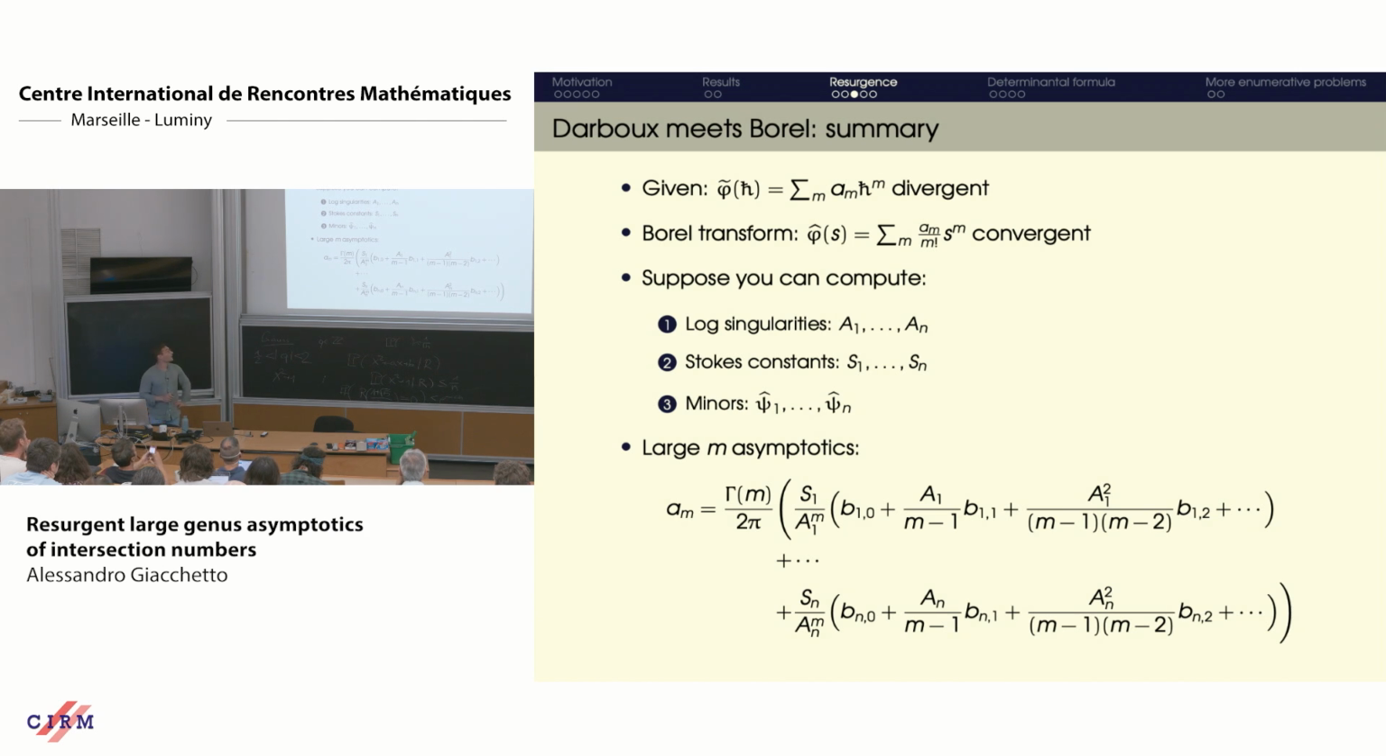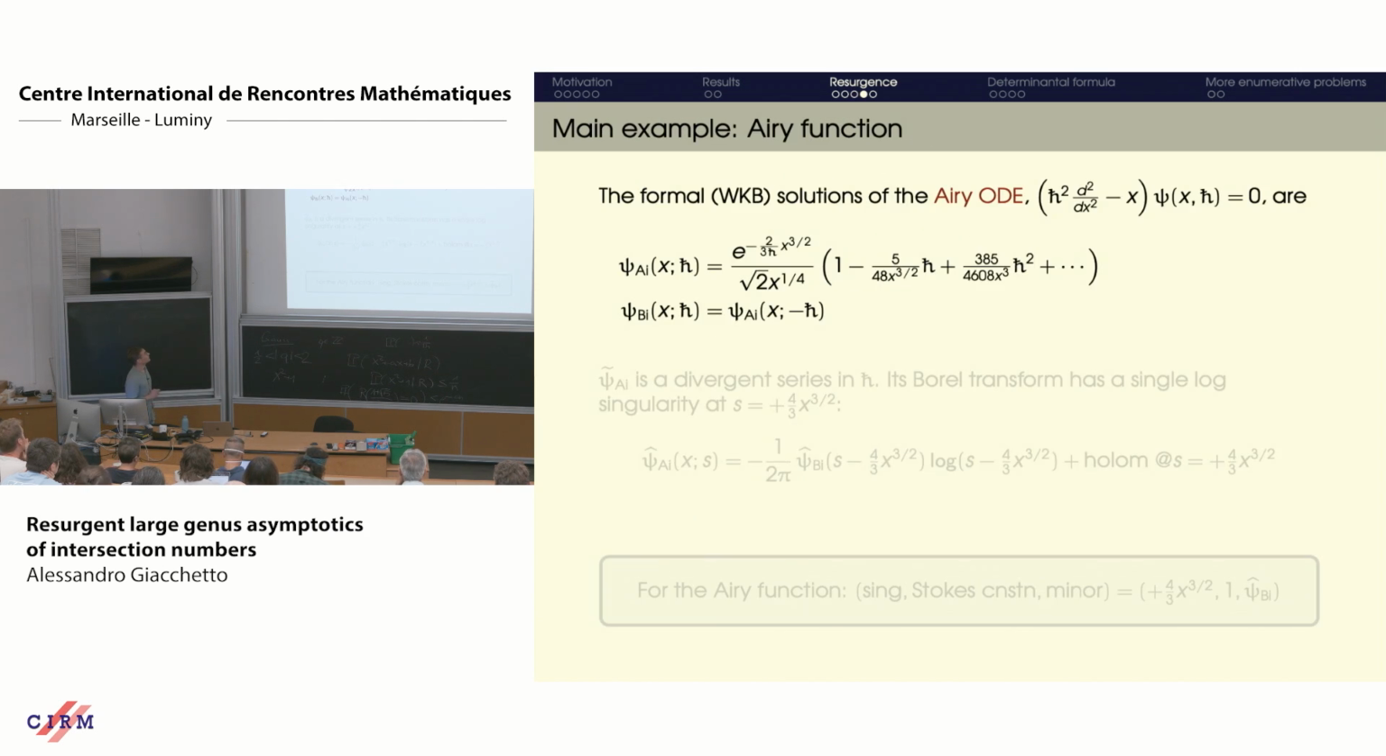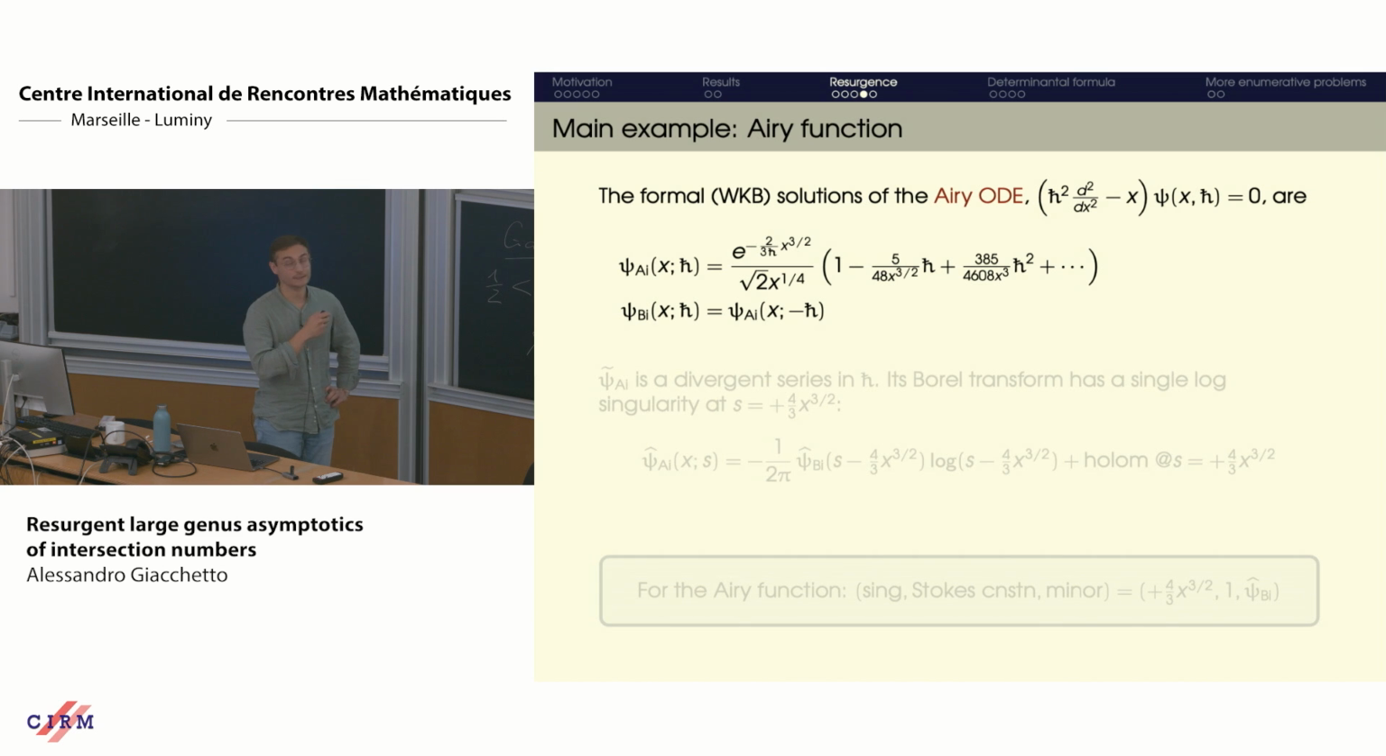Okay. So this is the formula that I explained, but in the case where you have more singularities. Okay. So let me give you one more example before going to intersection numbers, which is the example of the Airy differential equation. So if you take this differential equation here, what you can try to do is to compute the formal WKB solutions of these equations.